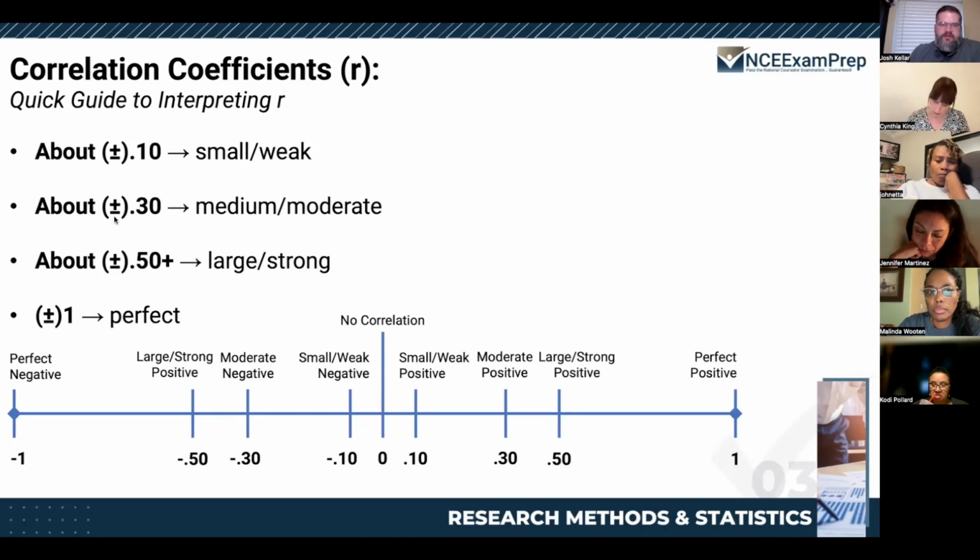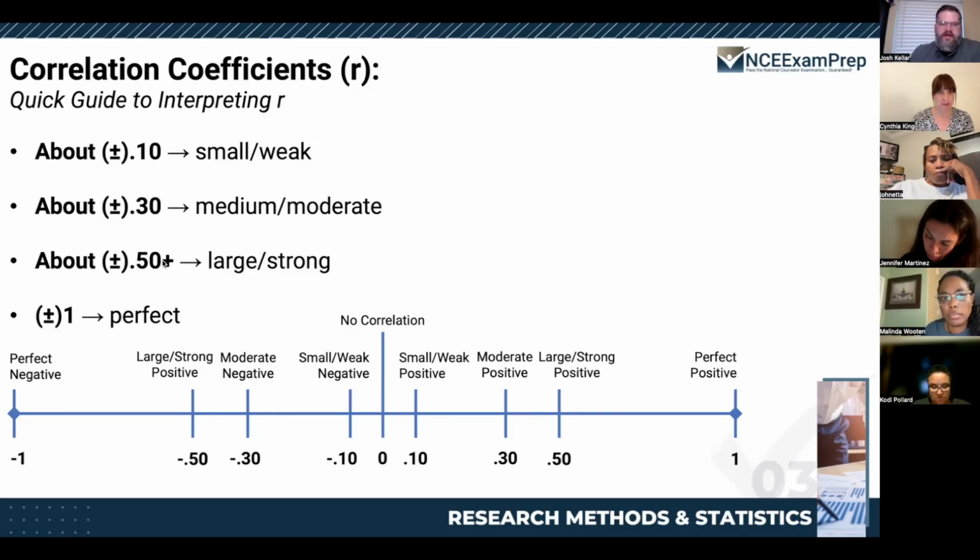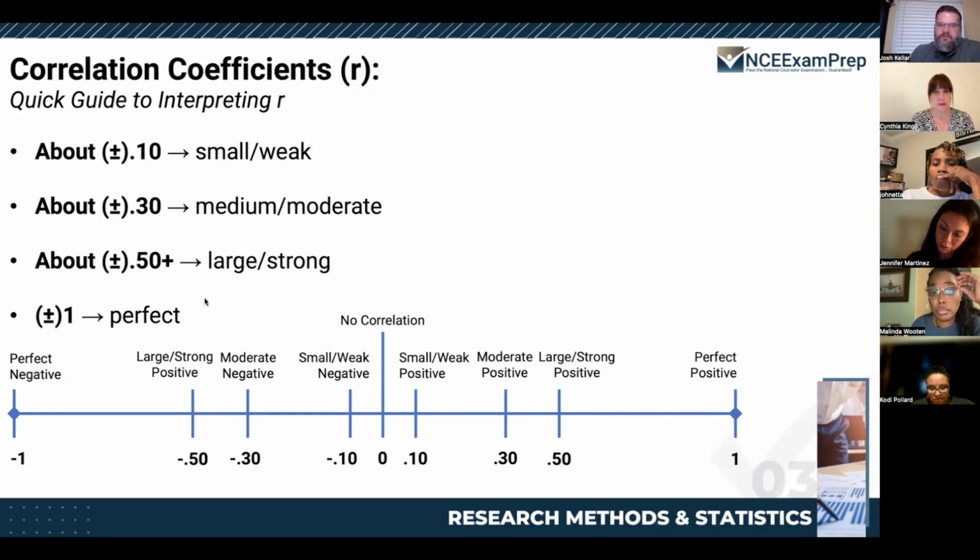If it was plus or minus 0.3, we'd have a medium to moderate correlation. And again, if it's a positive number, it's a moderate positive correlation. If it's a negative number, it's a moderate negative correlation. If our correlation coefficient was plus 0.50, that would be a large or strong positive correlation. If it was plus or minus 1, that would be a perfect correlation, perfect negative correlation, or perfect positive correlation. Does this make sense?